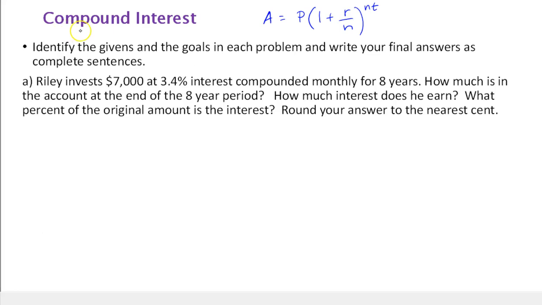In this video, we're going to look at compound interest. Identify the givens and the goals in each problem and write your final answers as complete sentences.